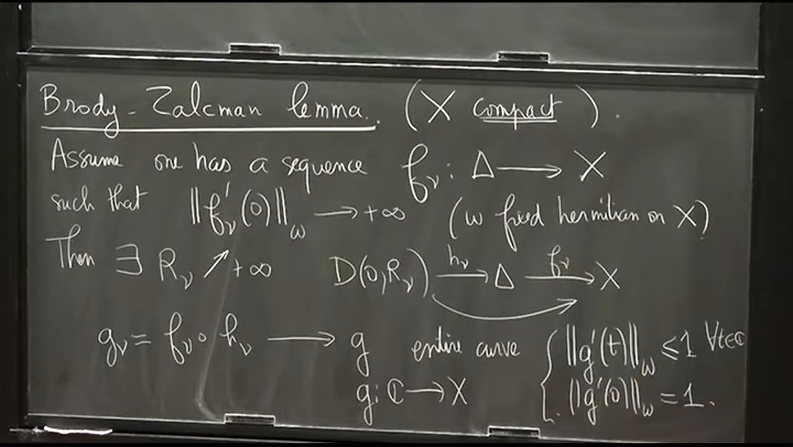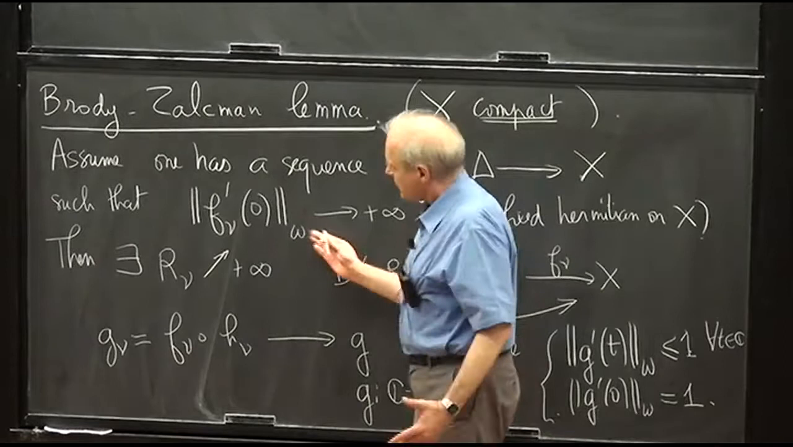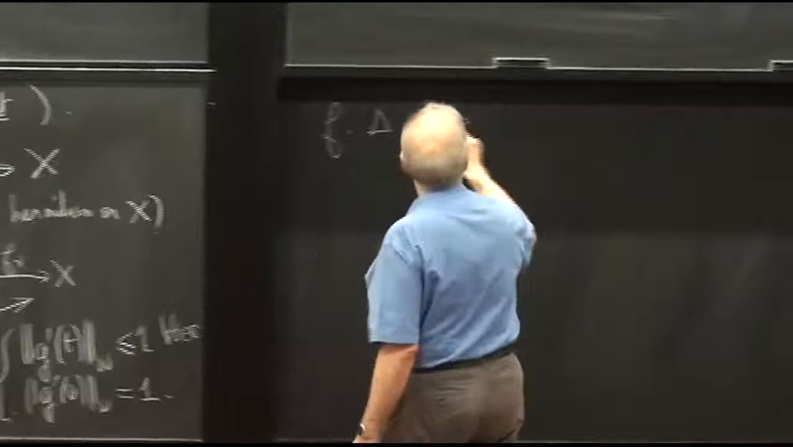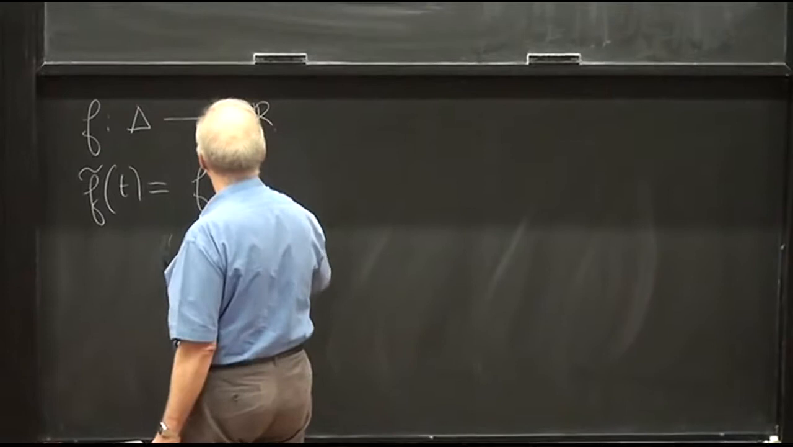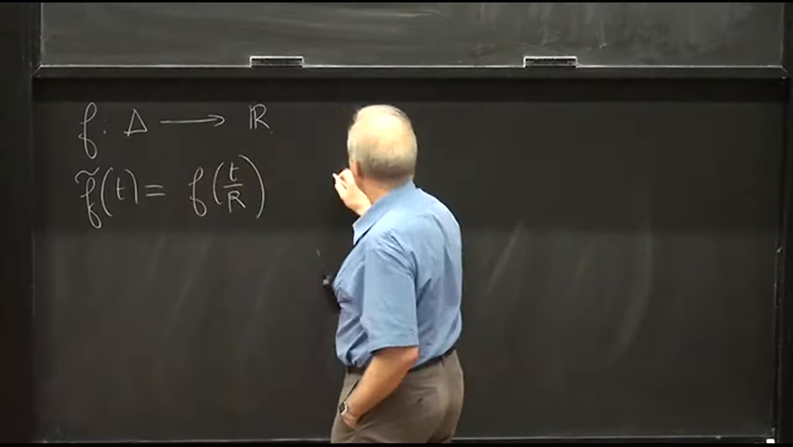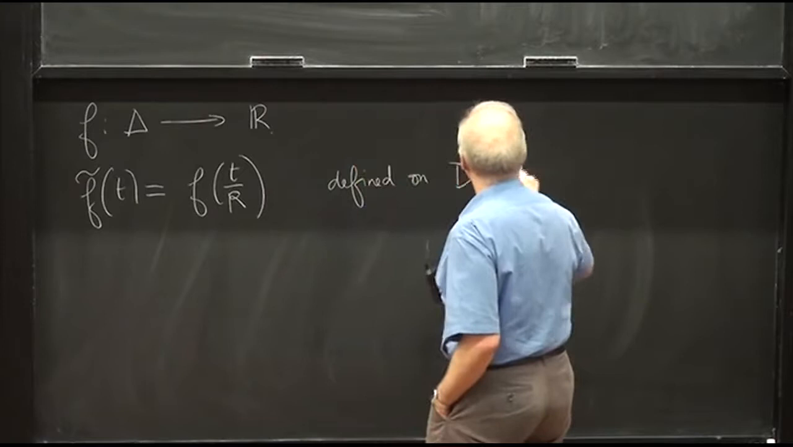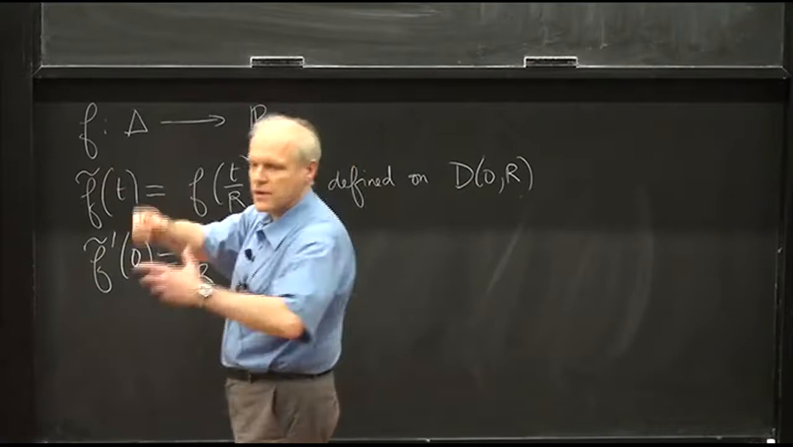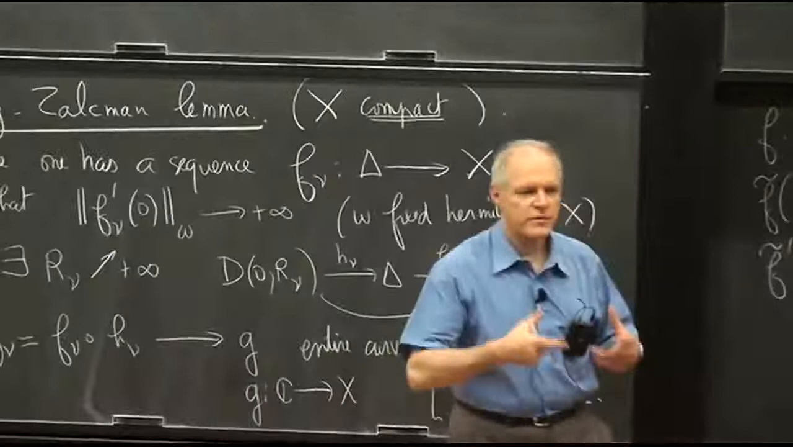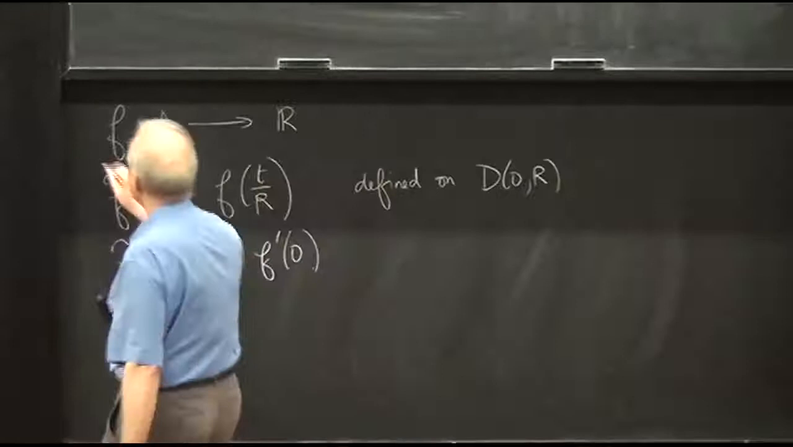So the idea of this is very simple. First, of course, when you have a map, you can just make a dilation. You define f twiddle of t to be f of t divided by r. So if f is defined on the unit disk, then this new one is defined on the disk of radius r. And of course, the derivative at 0 is just 1 over r times the derivative of f at 0. Therefore, if you just rescale by the norm of the derivative, you make the derivative at the origin equal to 1. Okay, that's the first, trivial observation.